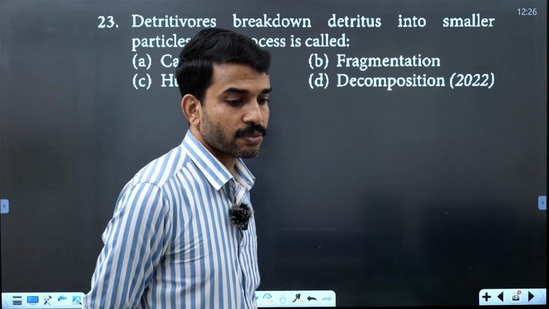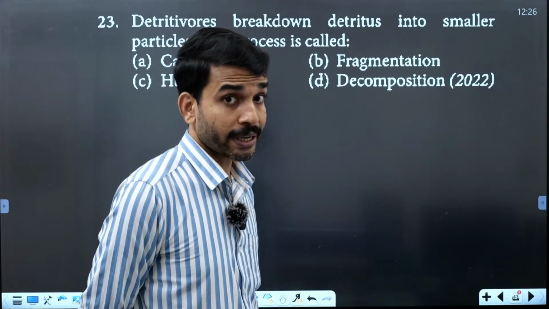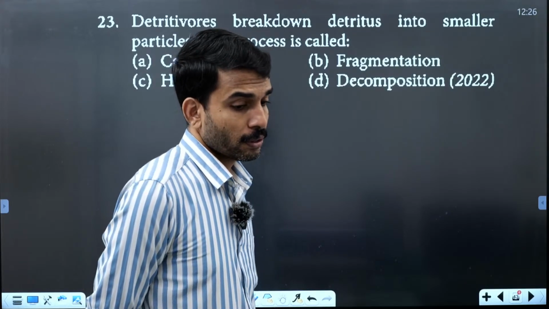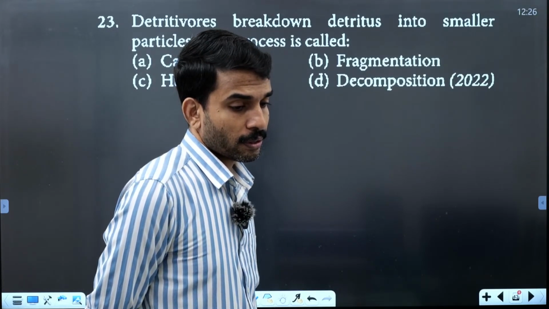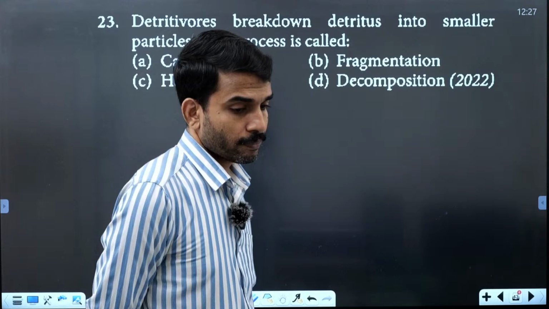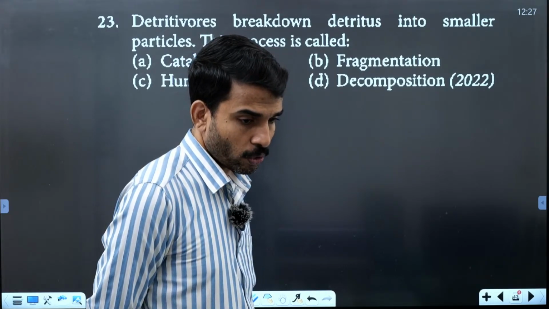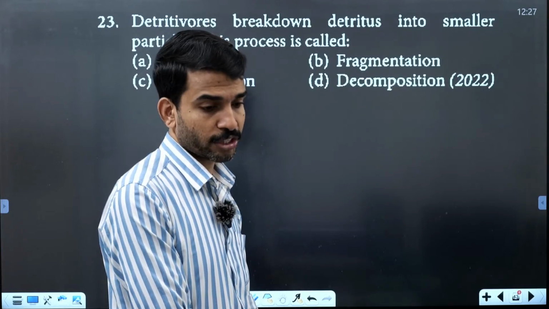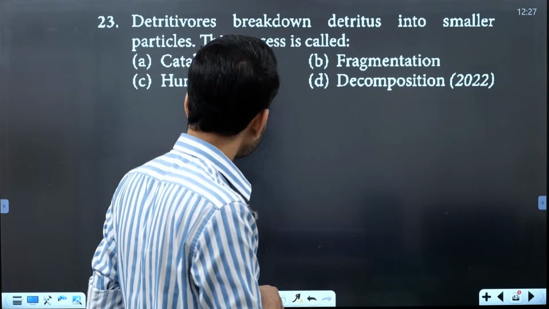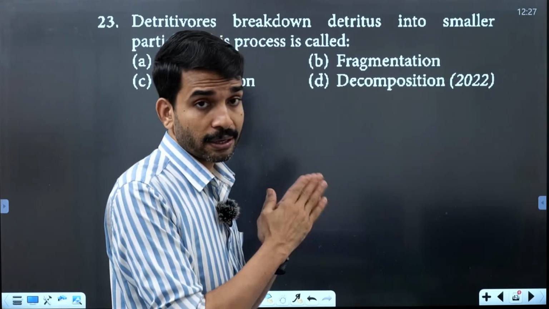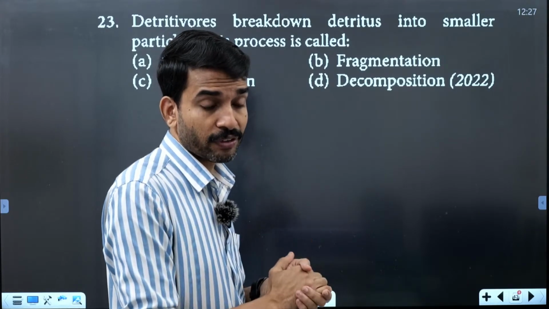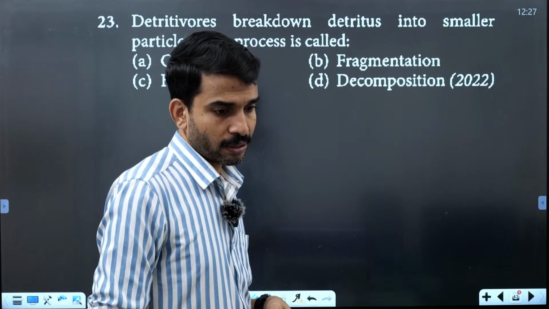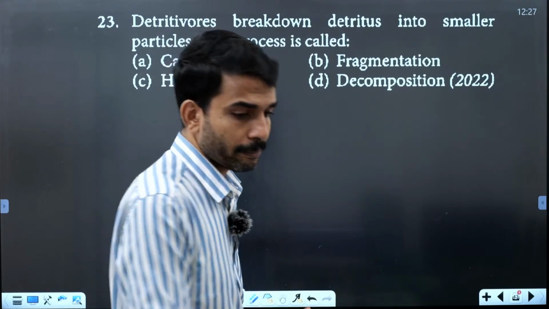Decomposition means detritus will be converted into inorganic substances, right? At last, inorganic substances will be formed. Shreya also has guessed, I believe. It's not guesswork, you might have checked your textbook. Actually, it is confusing. There are 3 steps or processes given: catabolism, fragmentation and decomposition, right? So we'll go with B. Better option, it is B.